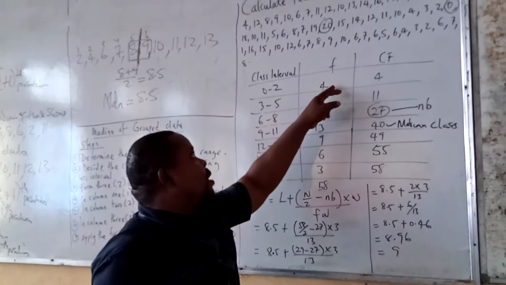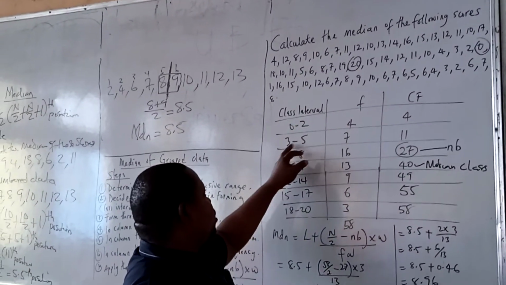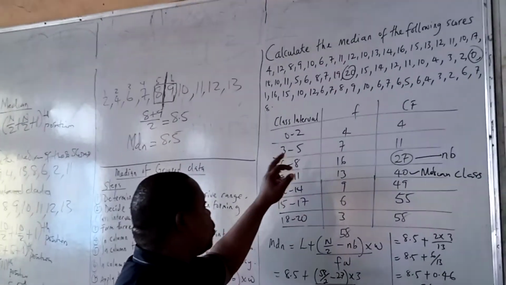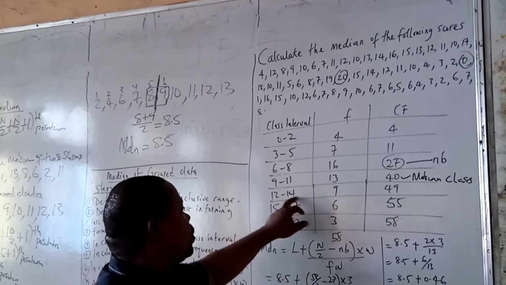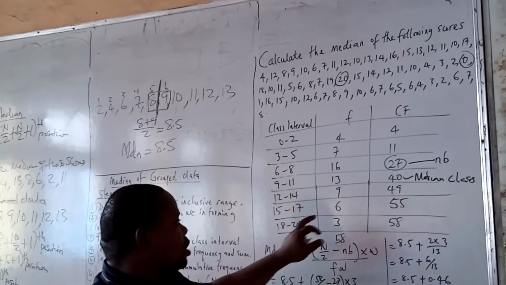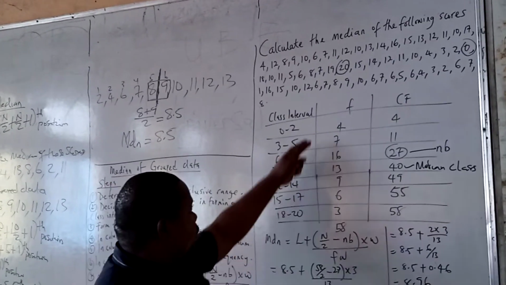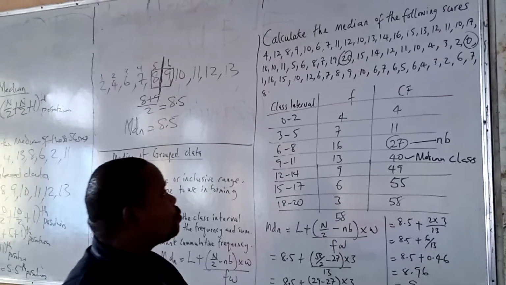Now this is the frequency of each of them. 0 to 2 appears 4 times, 3 to 5 appears 7 times, 6 to 8 appears 16 times, 9 to 11 appears 13 times, 12 to 14 appears 9 times, 15 to 17 appears 6 times, 18 to 20 appears 3 times. And if you add them together, it will give you 58.